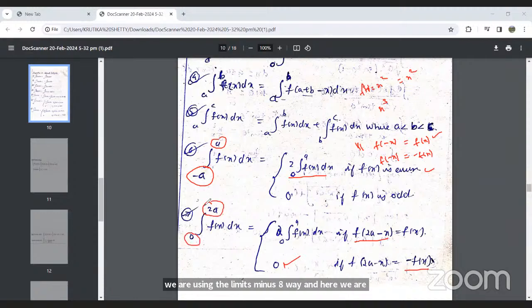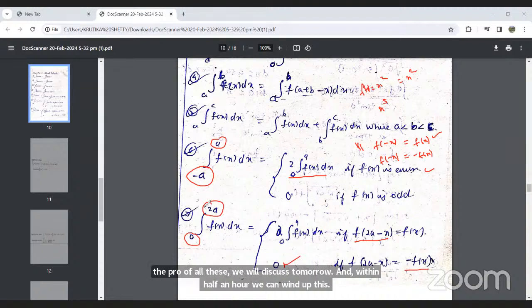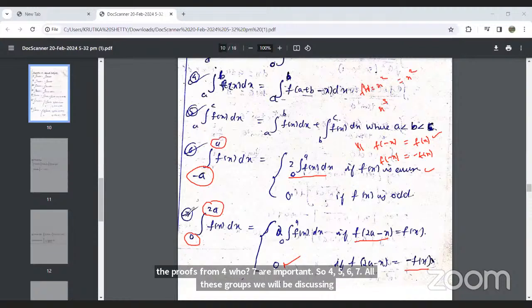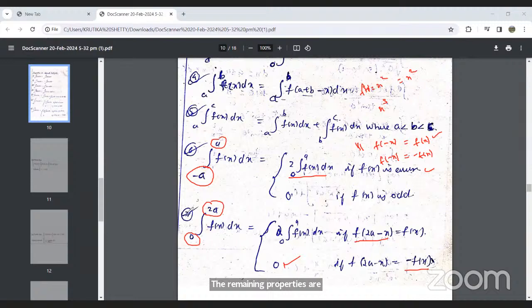The proofs of all these we will discuss tomorrow, and within half an hour we can wind this up. The proofs from 4 to 7 are important. So 4, 5, 6, 7, all these proofs we will be discussing. The remaining properties are important, but the proofs are not that lengthy, so for that reason they don't ask them in the exam. Maximum they ask 4, 5, 6 and 7. So we will prove them and discuss the previous year questions on this.